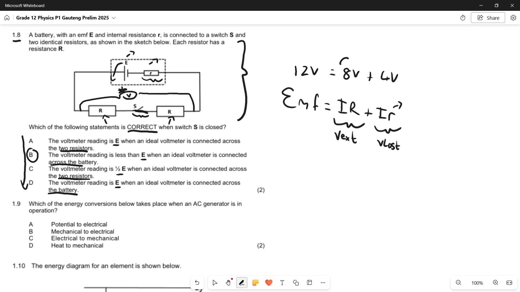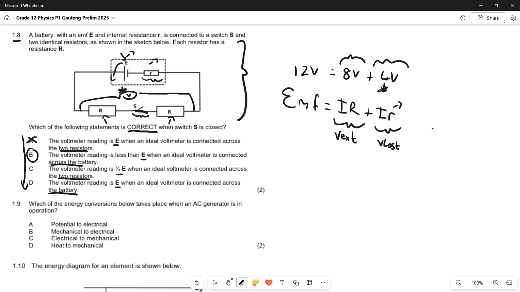It is just split in different locations, externally into the circuit and internally over the battery, that is lost due to internal resistance, which means that the voltmeter reading is E when an ideal voltmeter is connected across the 2 resistors. The voltmeter being here, it cannot be exactly the same as E over the battery, the actual EMF, because we are losing some volts over here due to internal resistance.